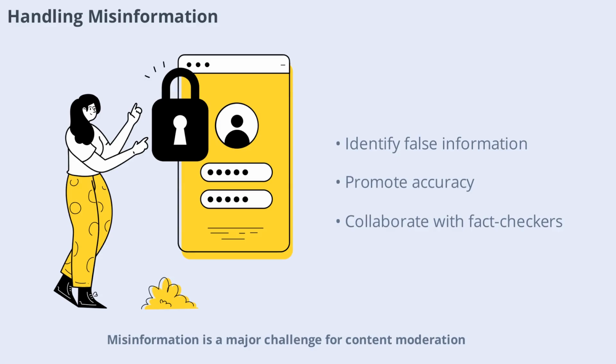Disinformation is a major challenge for content moderation. False or misleading information can spread rapidly, causing real-world harm. Platforms must develop strategies to identify, flag, and remove misinformation while promoting accurate sources. Collaboration with fact-checkers and the use of AI tools can enhance detection and response.